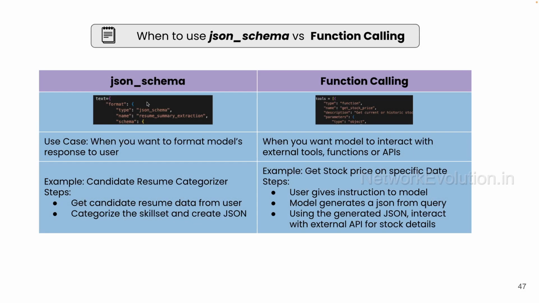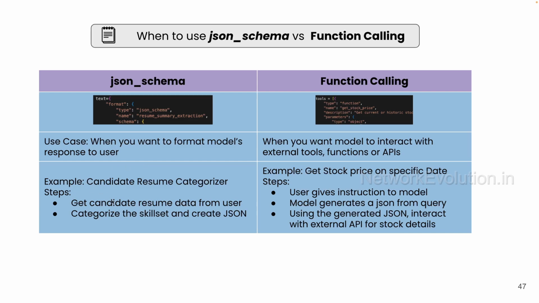So we'll see a comparison between these two. In JSON schema, under format, we'll be giving type as json_schema, and in function calling, type is going to be function. And use cases: when you want to format the response to the user, when the model is responding directly to the user, we can use JSON schema. And when you want the model to interact with external tools, functions or APIs, we can use function calling.